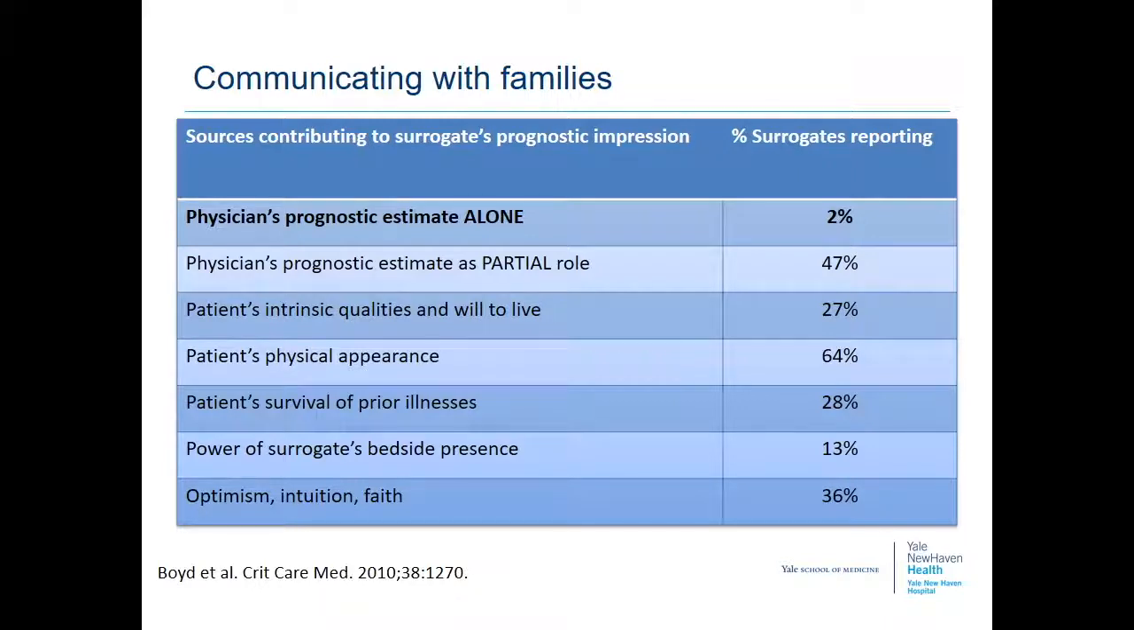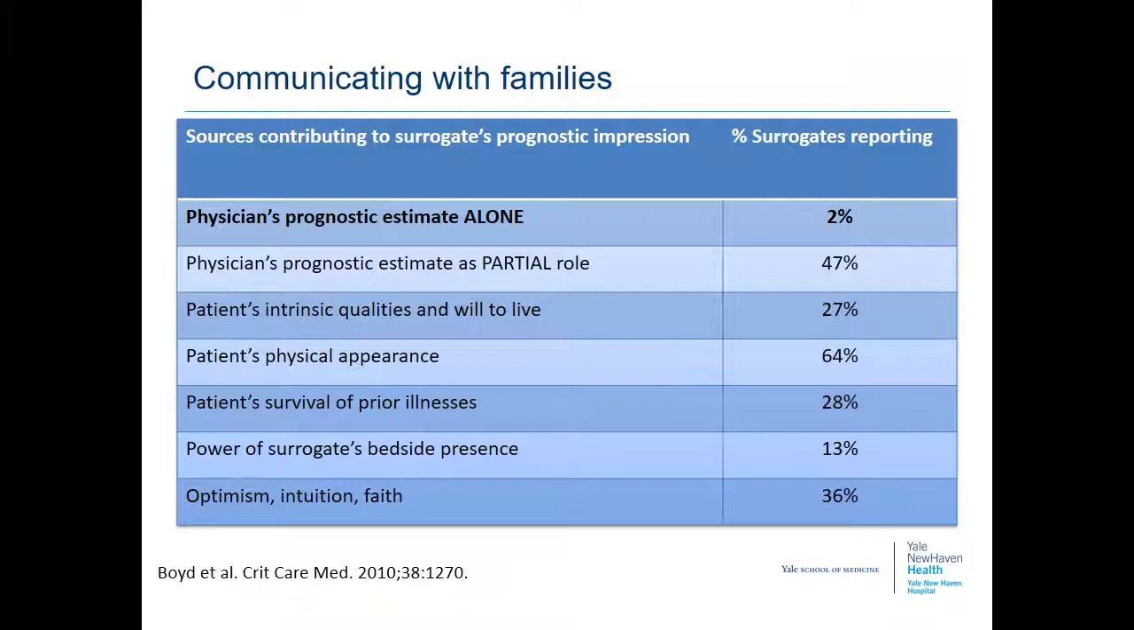The first point we wanted to make is that in communicating with families about prognosis, your opinion or the medical team's opinion about what prognosis might be is only a very small percentage of what the patient's family reports using to create their own assessments of prognosis. This is data from a bunch of interviews with surrogate decision makers in a general ICU, where folks were asked about what contributes to their impressions of prognosis for their loved ones.